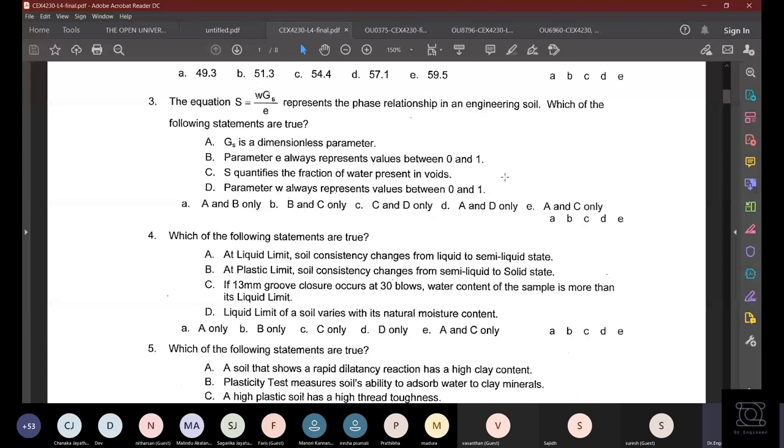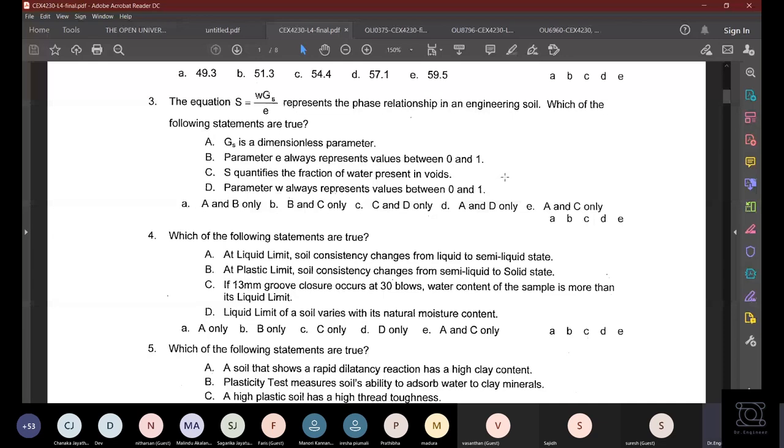So we can't say that the maximum value of water content is 100. It might be more than 100, especially when it comes to peat soil. So that statement is not the case, and that's also wrong. A and C are the correct options, so option E.